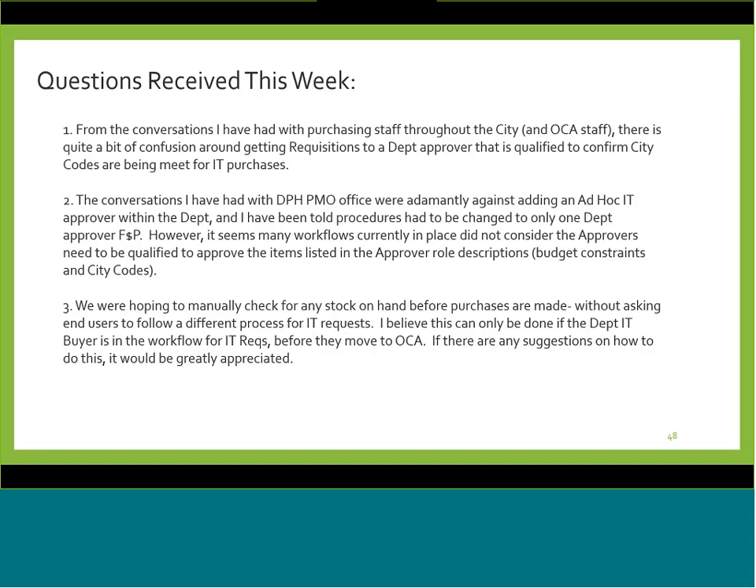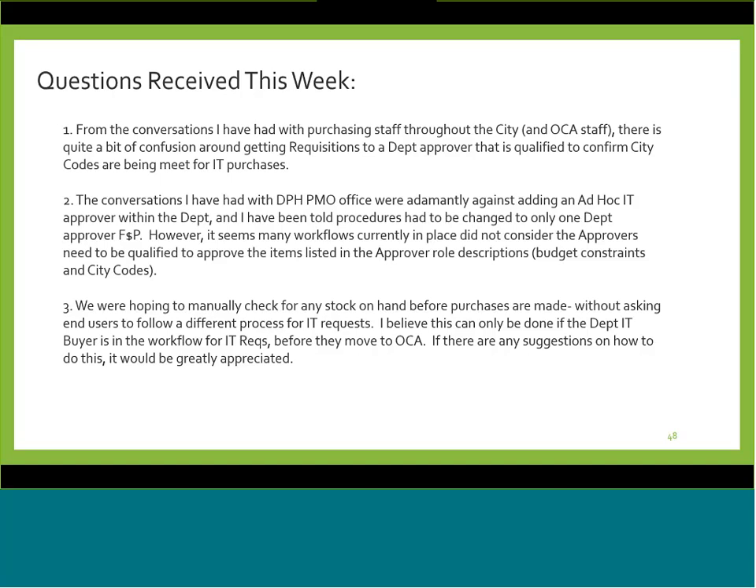Okay, great. So the conversations I've had with DPH PMO ops were adamantly, I love that word, adamantly against adding the ad hoc IT approver within the department, and I've been told procedures had to be changed to only one department approver, FSP. However, it seems many workflows currently in place did not consider the approvers that need to be qualified to approve the items listed in the approval role description.